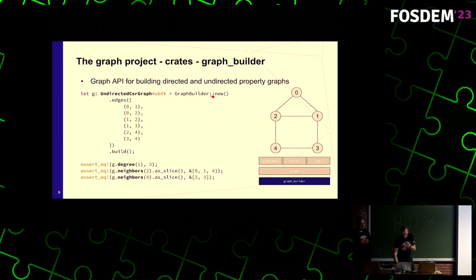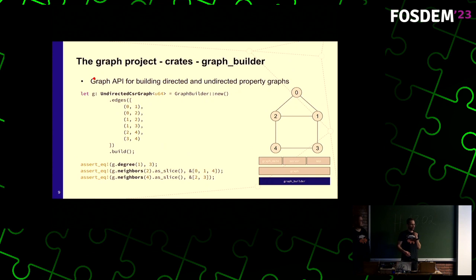And the graph builder is just instantiated, and you can call the edges function, which takes, in this example, an array of tuples where the first value is the source node and the second value is the target node to describe essentially the graph on the right-hand side. Then we call build. What we want to construct here is controlled by the type that we assign to the G variable, which is an undirected CSR graph.